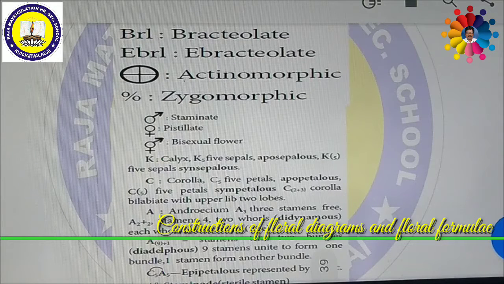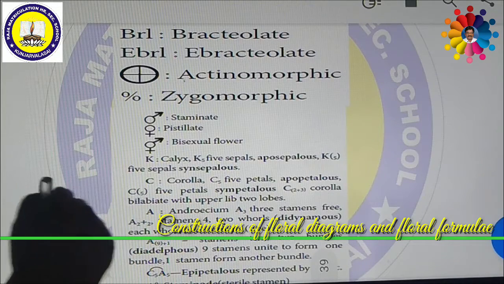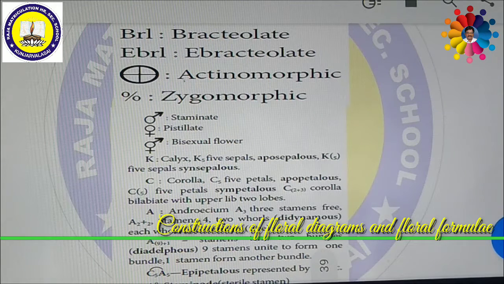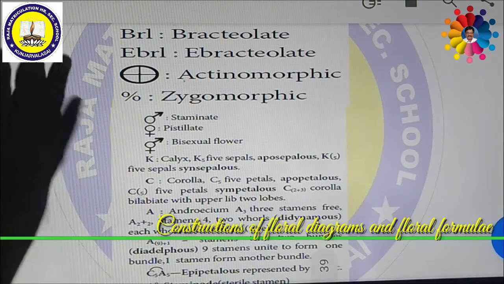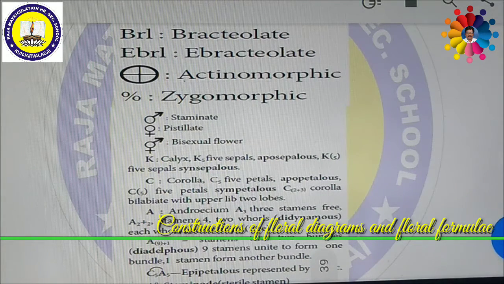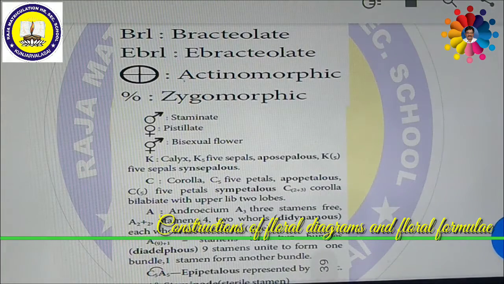Then calyx. Calyx is the green colored part, which can be represented with the symbol K. If it has 5 sepals, the number 5 is written. If it is aposepalous, meaning the sepals are free from one another, you need not write anything else, just write 5. Suppose it is synsepalous or gamosepalous, meaning they are fused together; then the 5 sepals are put in a bracket.